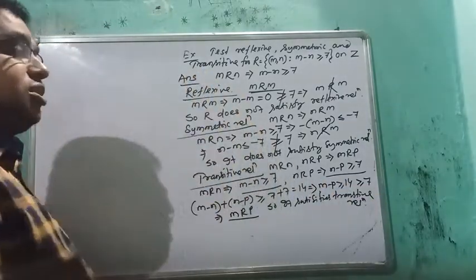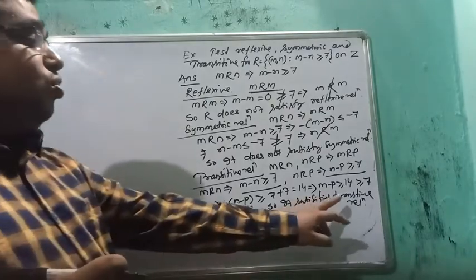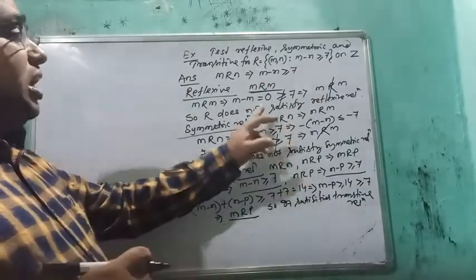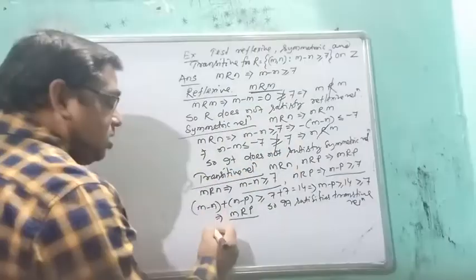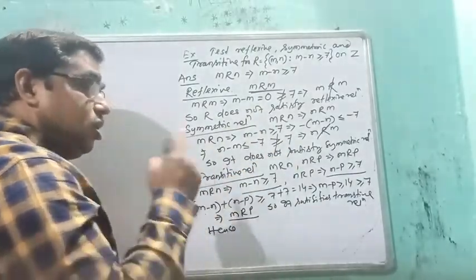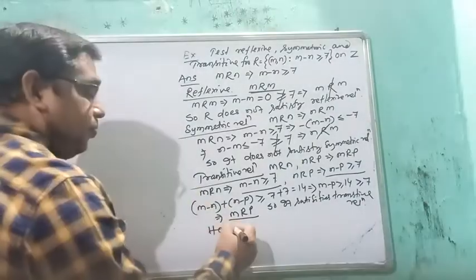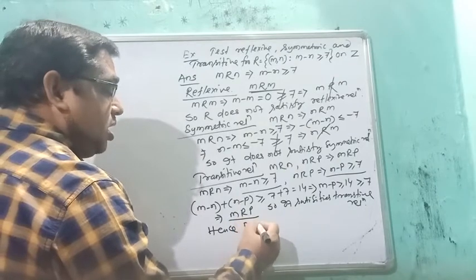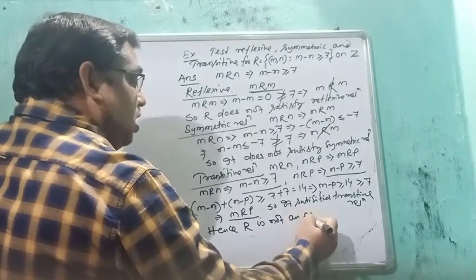Since it does not satisfy all three conditions, it satisfies only the transitive relation, neither reflexive nor symmetric. Already you know that if any one of the conditions is false, then it is not an equivalence relation. And hence, R is not an equivalence relation.